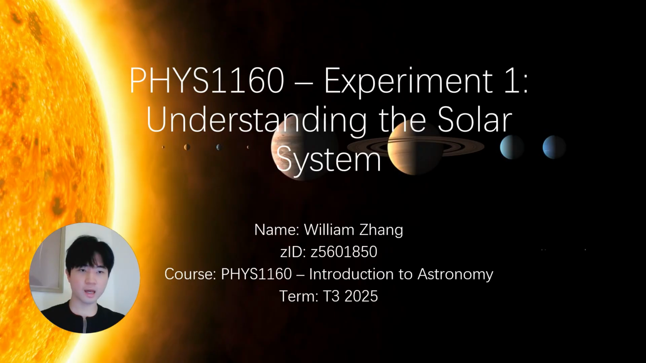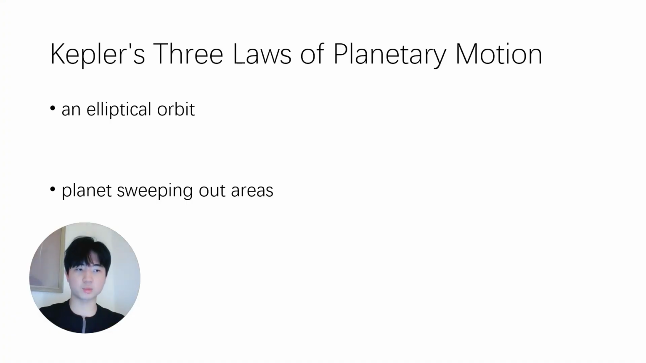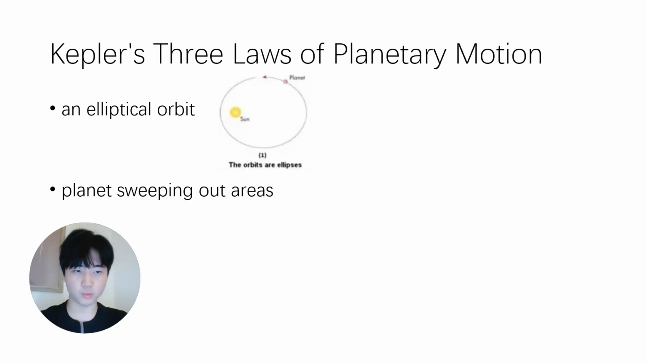On this slide, I've summarized Kepler's three laws of planetary motion. The first law is that planets move in an elliptical orbit with the Sun at one focus. A circular orbit is just a special case of an ellipse.